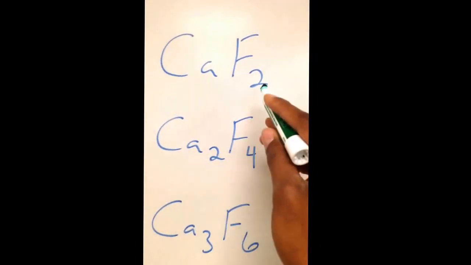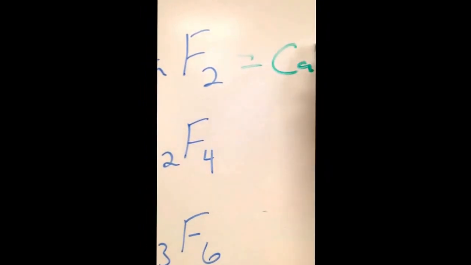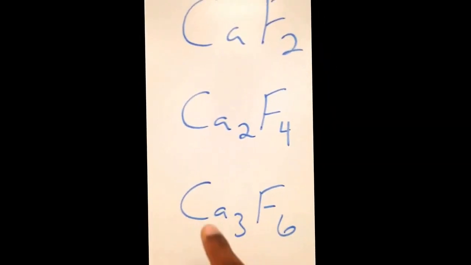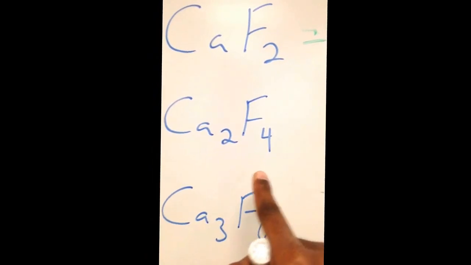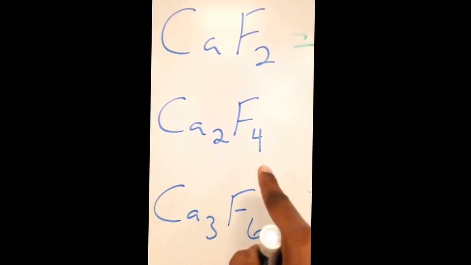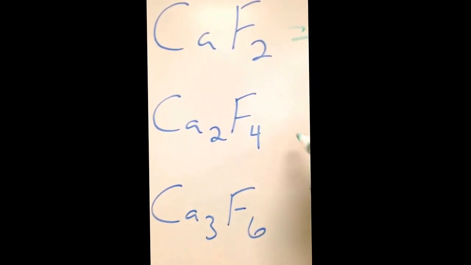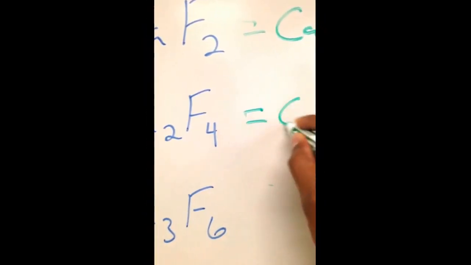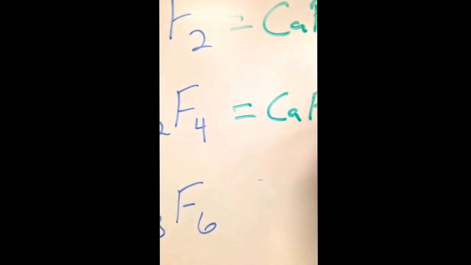So we have a 1 to 2 formula. That is the lowest whole number ratio there. CaF2, that's the lowest. Here we have Ca2F4. 2 is divisible by 4, or 4 is divisible by 2, or 2 goes into 4, however you want to say it. But it's a 1 to 2 ratio. So our formula unit for this one's going to be CaF2 as well.